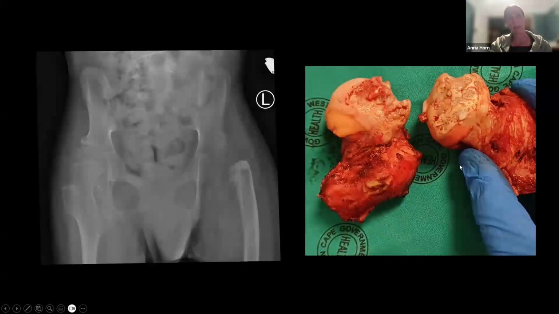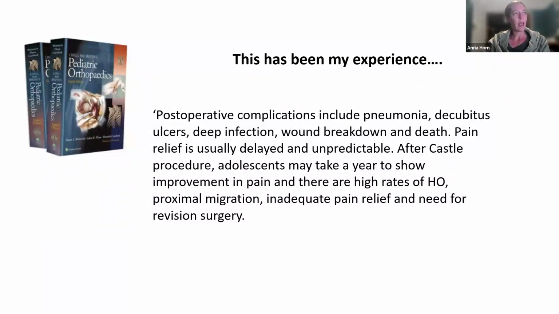I just put here another picture of these horrible hips so that you never ever do this and let this happen. And this is just the post-operative X-ray of a Castle that actually went quite well. So it looks horrible. This is the last thing you want to do in your life as an orthopedic surgeon, is excise the hip. But it does have a fairly good functional outcome in the long run.